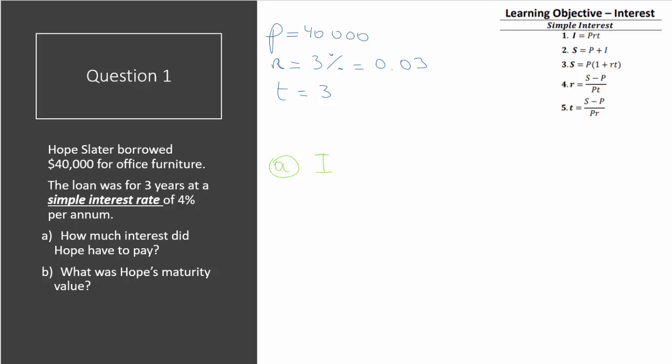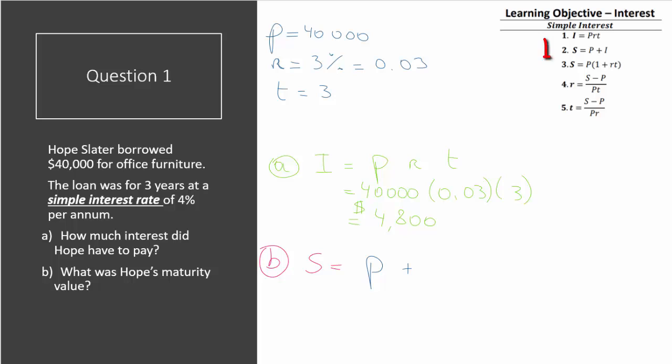In question A, they ask how much interest did Hope have to pay? So we follow the formula: interest equals principal times rate times time. Now fill out the principal, 40,000, the rate 0.03, and the time 3 years. So the interest that Hope has to pay back to her bank is $4,800.